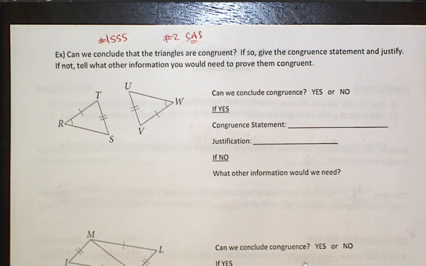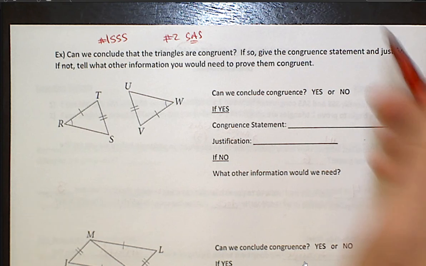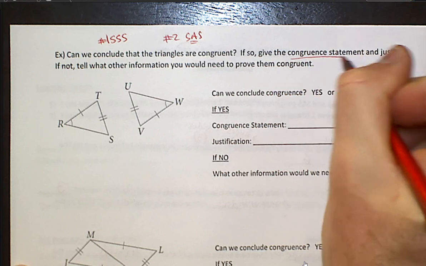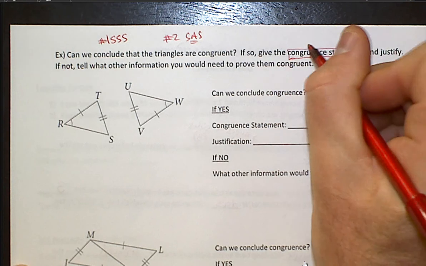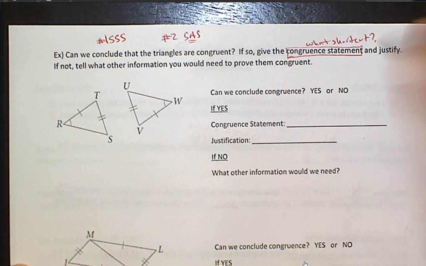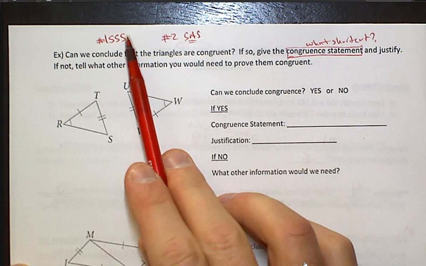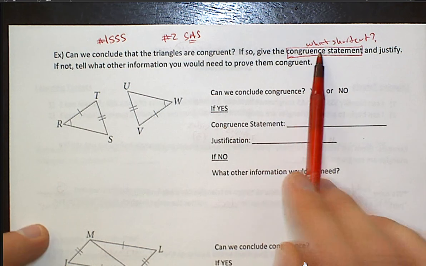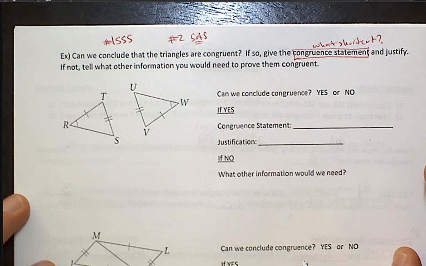Can we conclude that the two triangles that are shown are congruent, yes or no? If so, give the congruence statement. The congruence statement is basically the shortcuts. Okay, so this basically means what shortcut? And when I say what shortcut, I'm referring to SSS or SAS. Okay? If so, tell me what shortcut you used, basically is what that's saying. Okay? If not, tell me what other information you would need to prove them congruent.